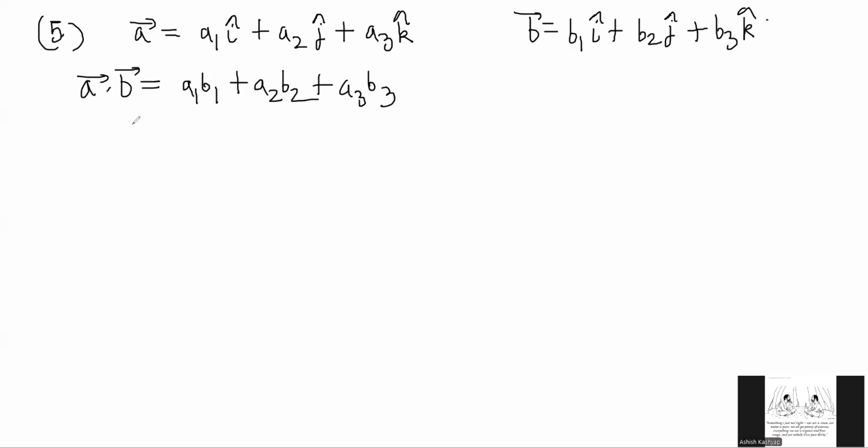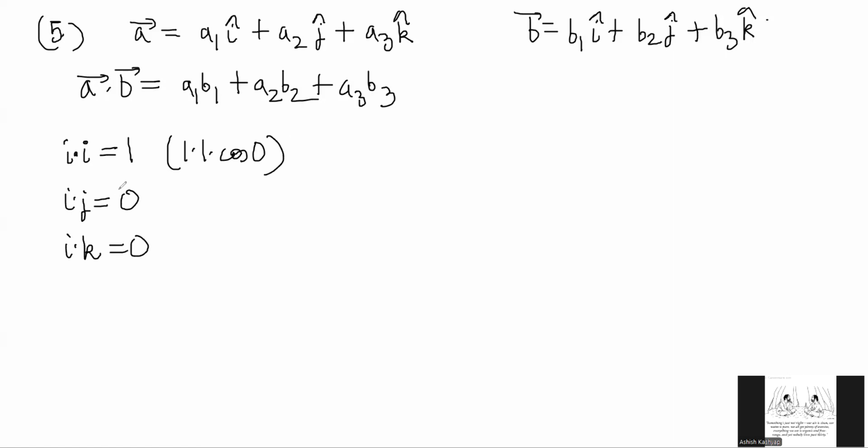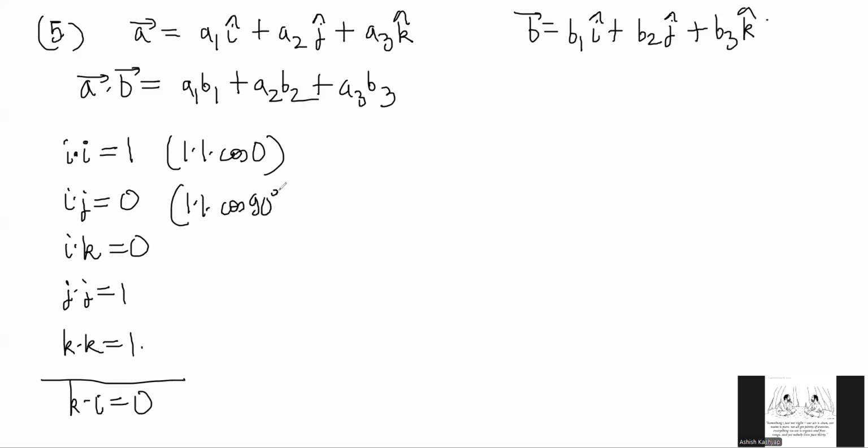Why is this happening? Because if you take the dot products of i dot i, that will be 1, because it will be 1 into cos of 0. And i dot j is equal to 0. Similarly, i dot k is equal to 0. j dot j is equal to 1 and k dot k is equal to 1, right? So because of these results, and also k dot i is equal to 0. Why is i dot j 0? Because 1 into cos 90. The angle between i vector and j vector is 90 degrees. So therefore these terms will disappear.